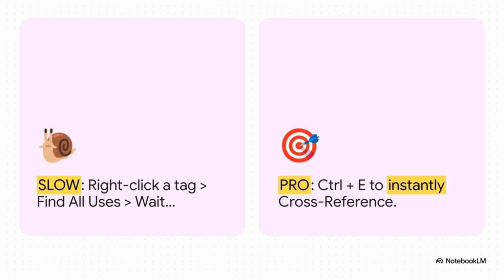Oh man, this one is an absolute game changer, especially for troubleshooting. So forget the whole right-click, navigate to find all uses, and then wait for it to load. Just select the tag, or the instruction, and hit Control+E. And just like that, you get a cross-reference showing every single place that element is used. This is absolutely critical when you need to understand the ripple effect of a change you're about to make.